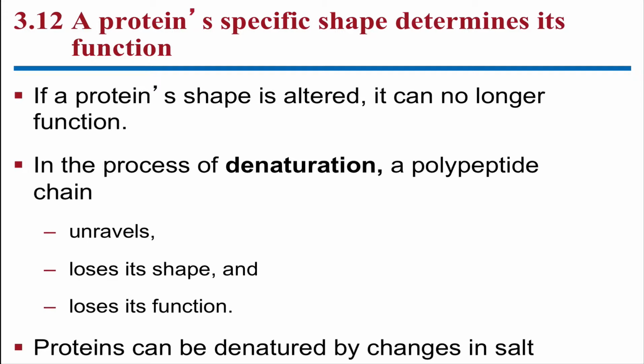If a protein's shape is altered, it can't do its job anymore. It can no longer function. So how does this happen? How can you make a protein not work anymore? There are a few different ways, but let's go through the process of denaturation. Through denaturation, the amino acid chain will start to unravel. In other words, it starts to lose its shape, and once that happens, it loses its function. What can cause this to happen? Salt concentration, pH, or heat. These three things can break up, or in other words denature, a protein.